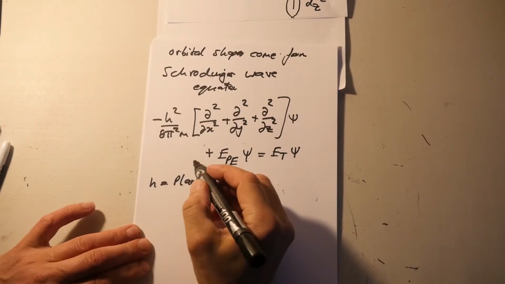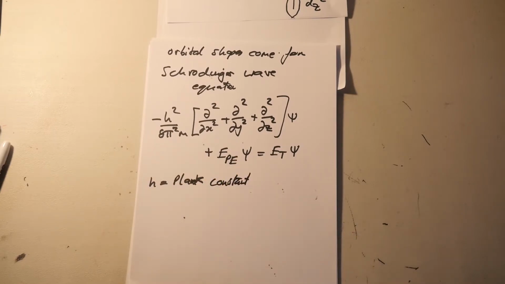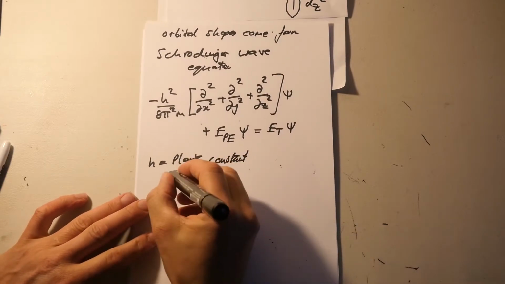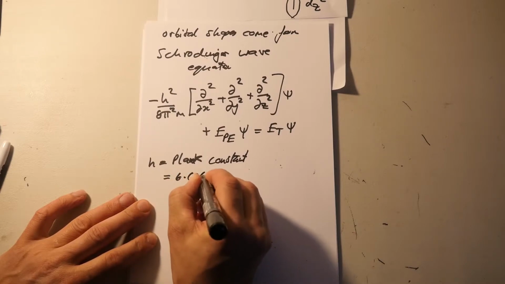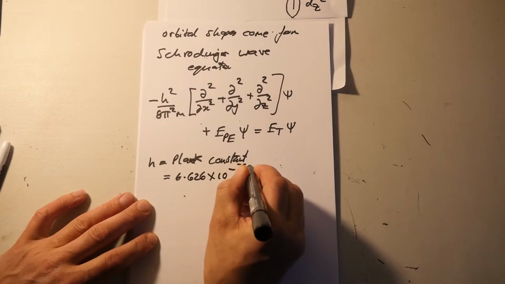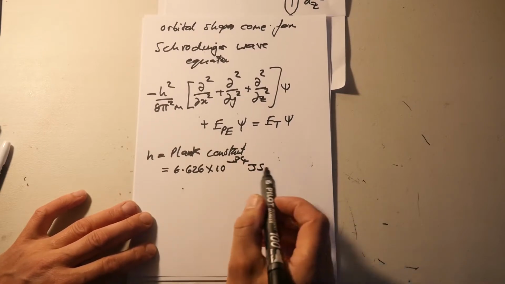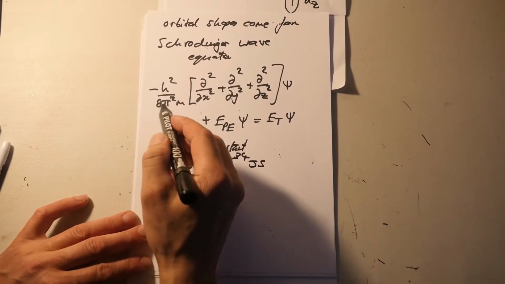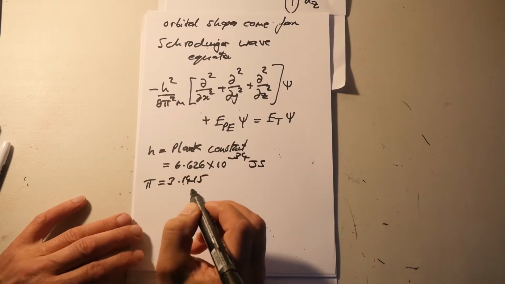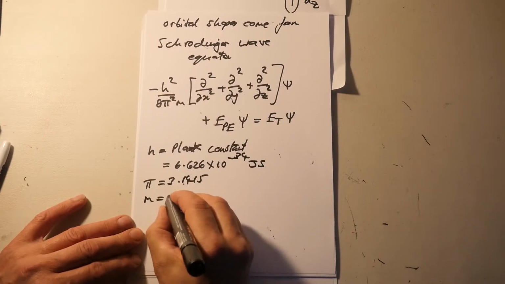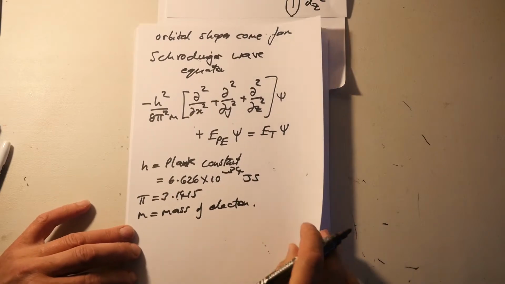So h is Planck's constant, which is equal to 6.626 times 10 to the minus 34 joule seconds. Okay? So not joules per second, joule seconds. Pi is 3.1415, and m equals the mass of the electron.